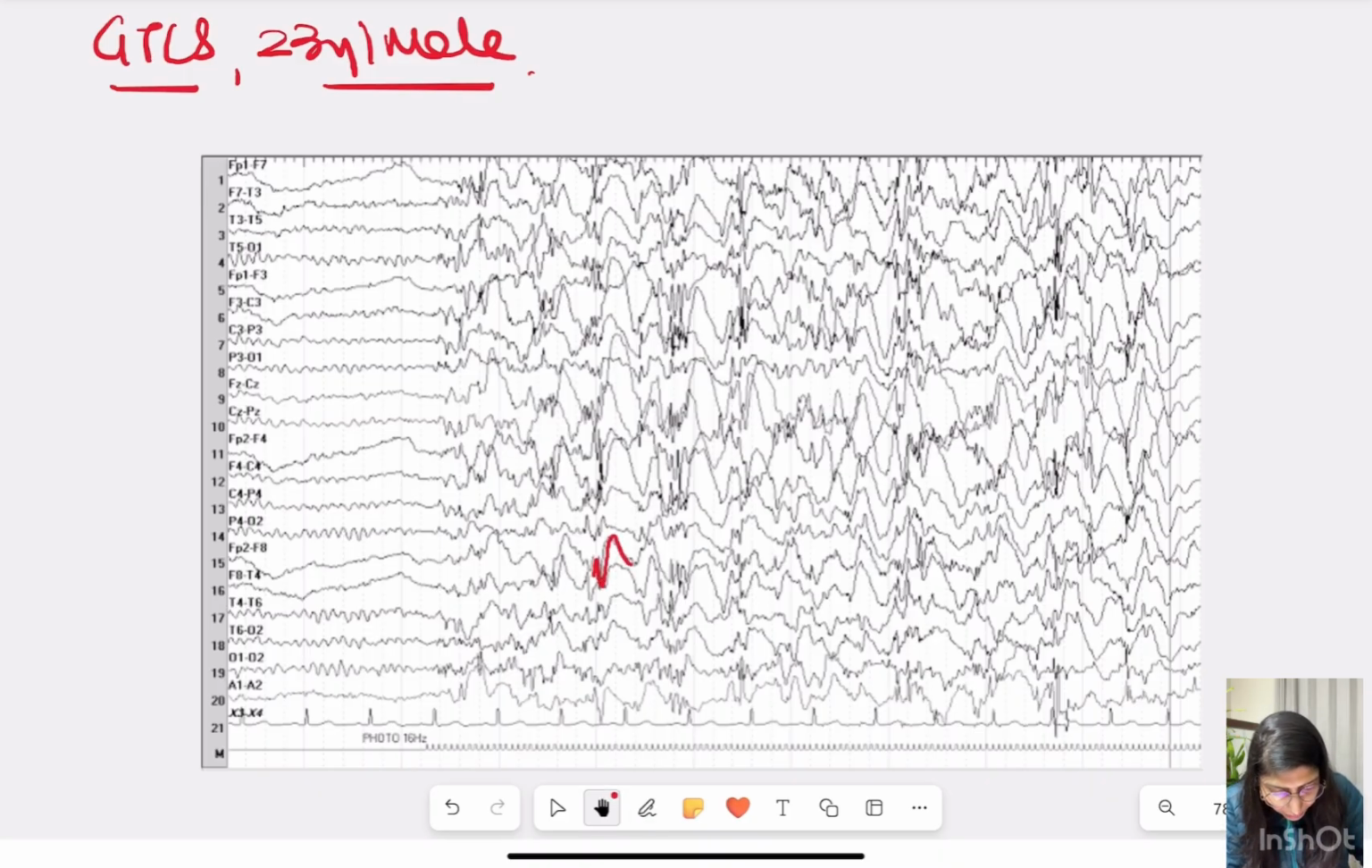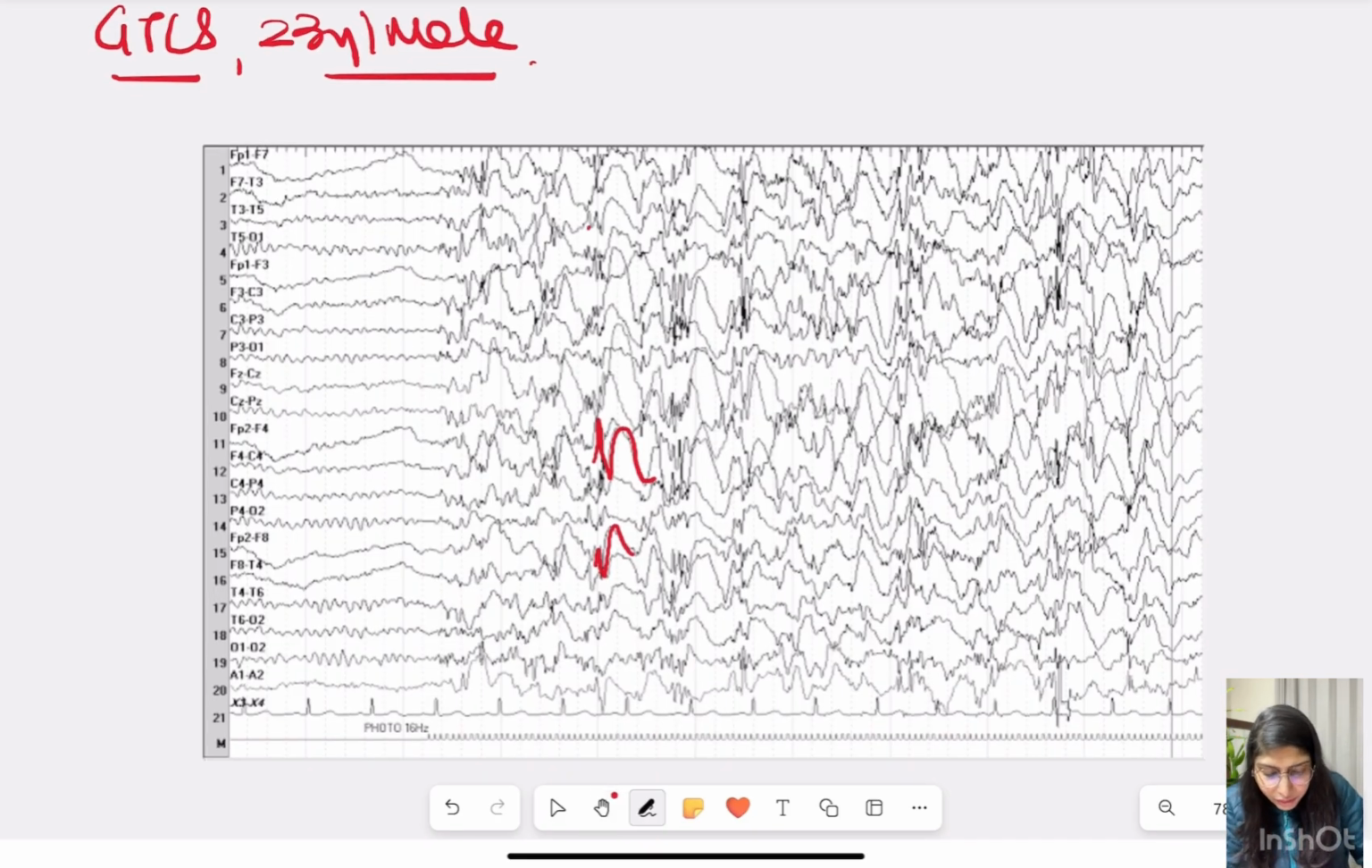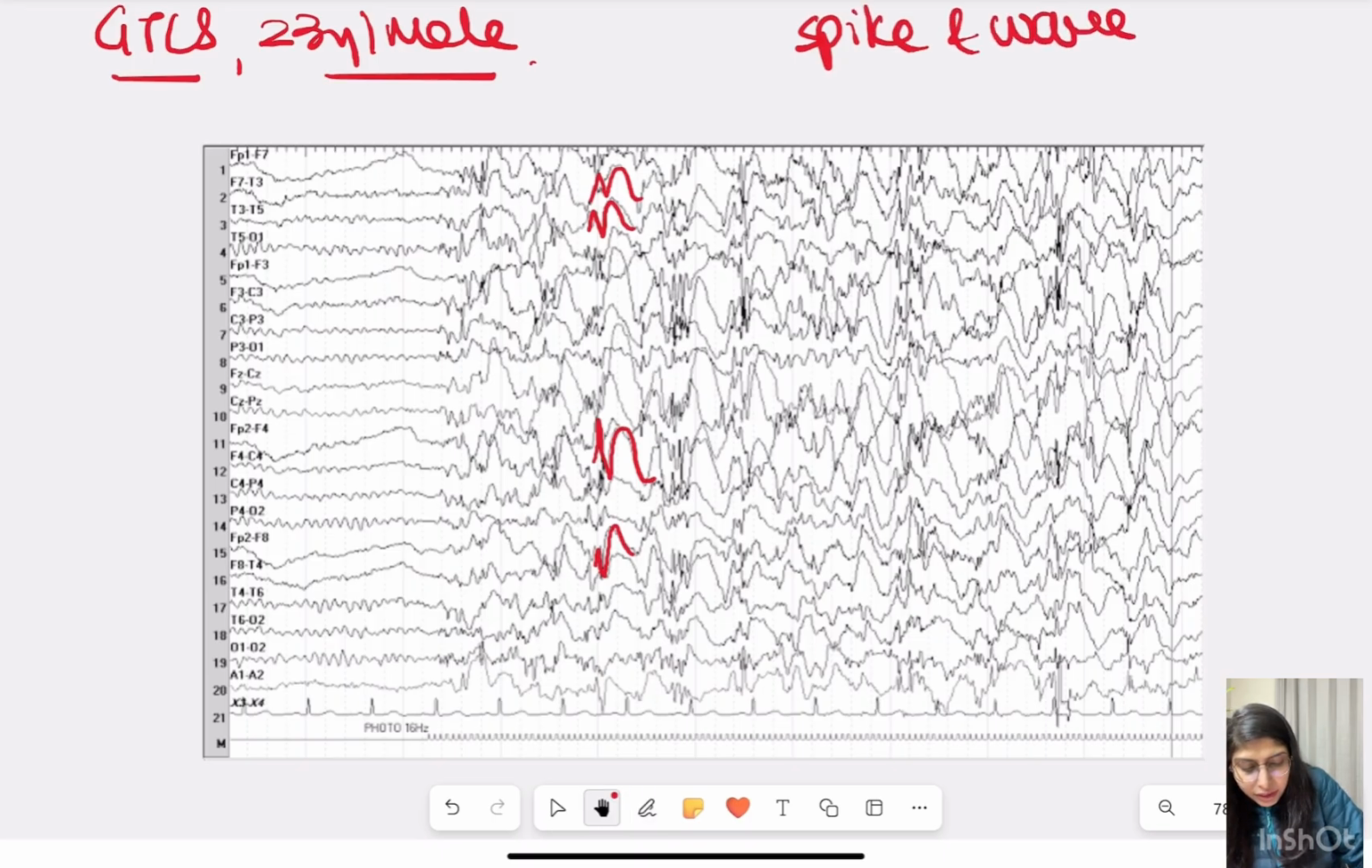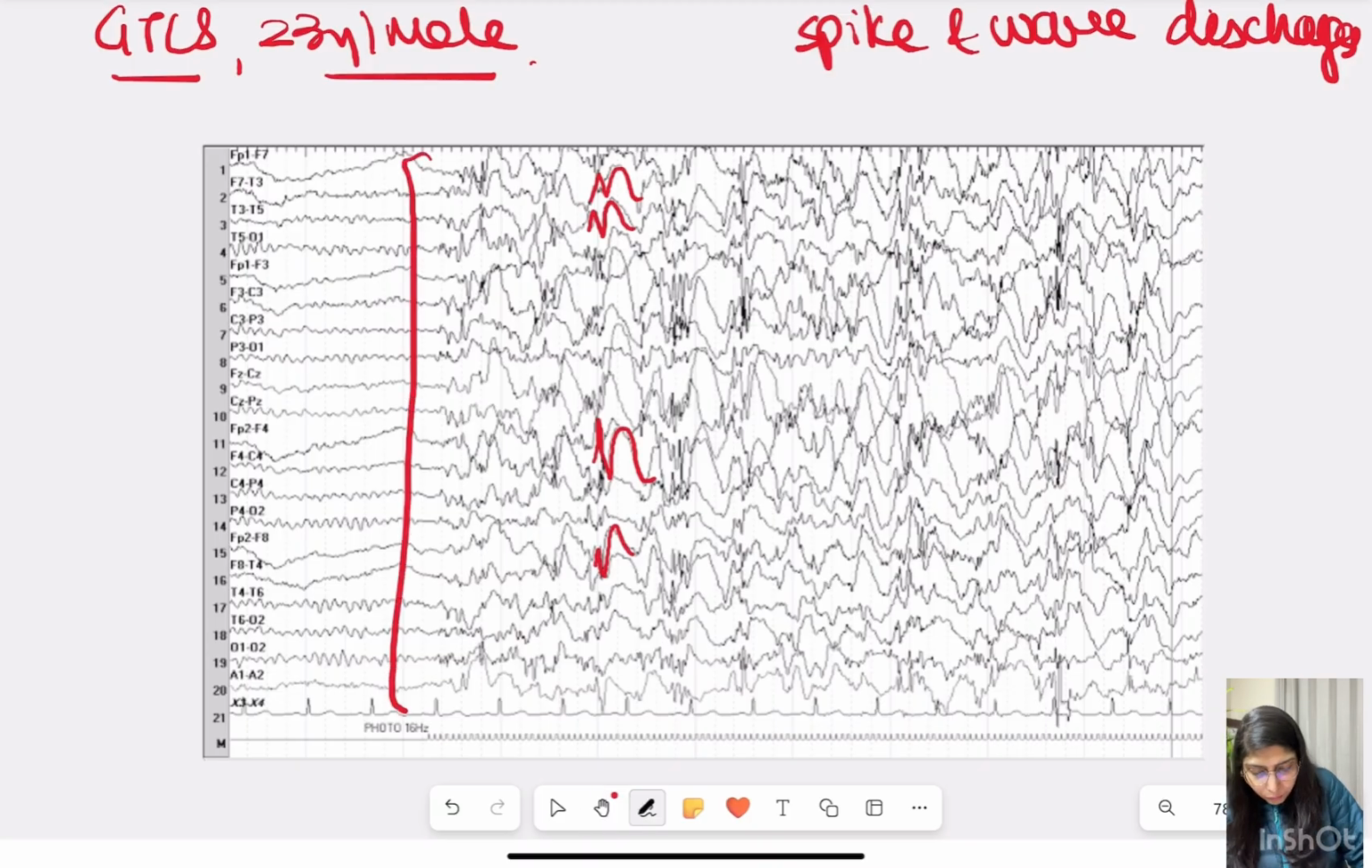So see, a spike and a wave. The spike can be longer than the wave. The spike can be shorter than the wave, depending on the lead which we are recording on. Spike and a wave, a spike and a wave. So these are spike and wave discharges. And because these are present in all the leads, these are generalized spike and wave discharges usually seen in patients of idiopathic generalized epilepsy in this age group.